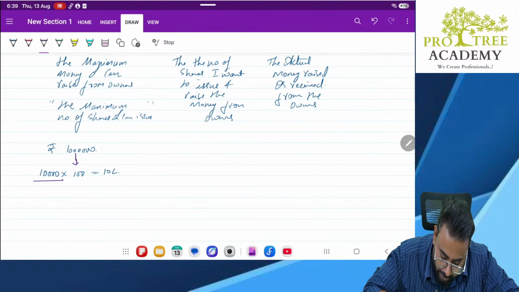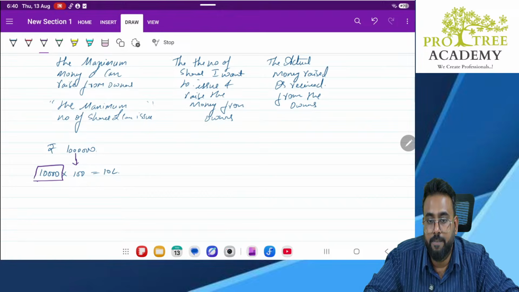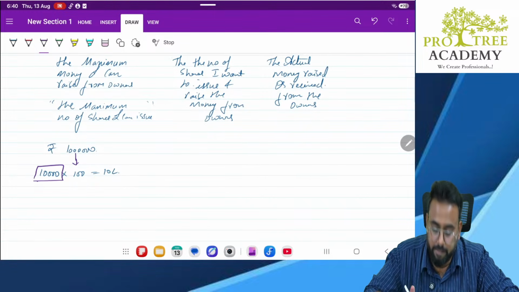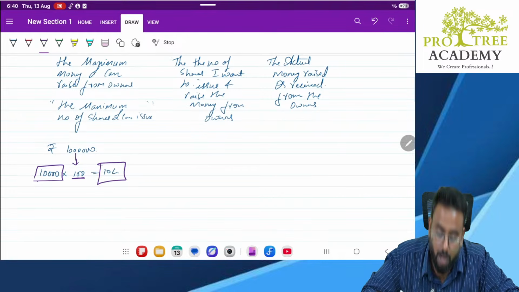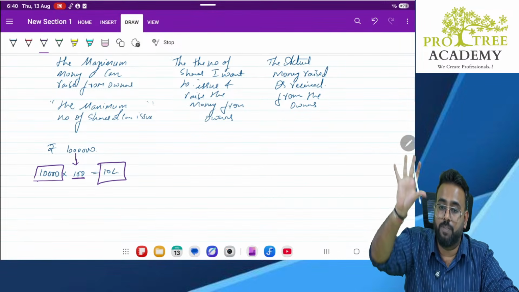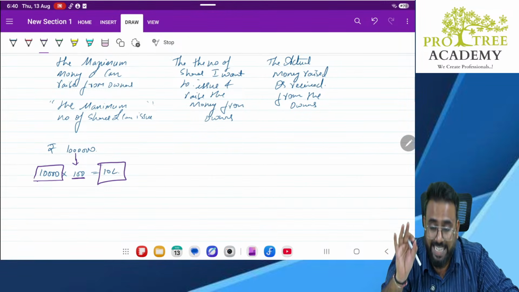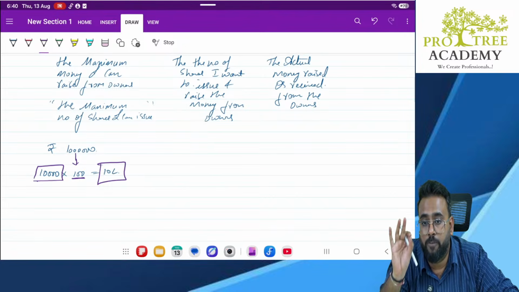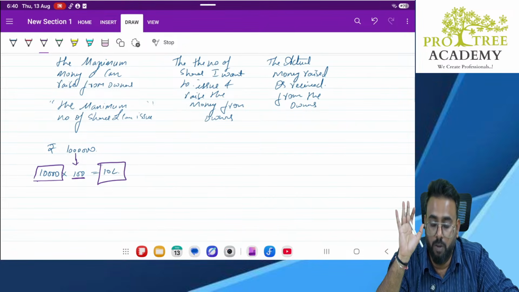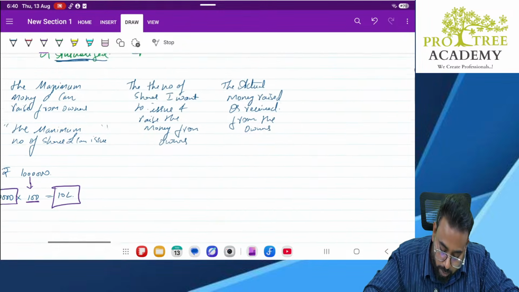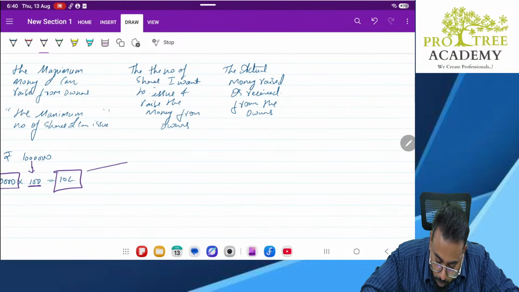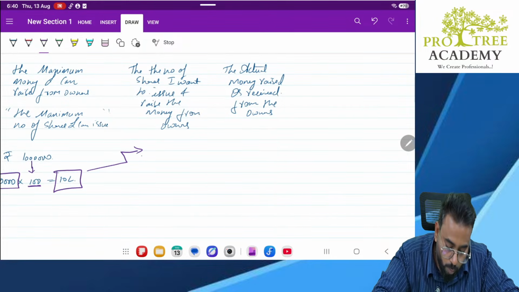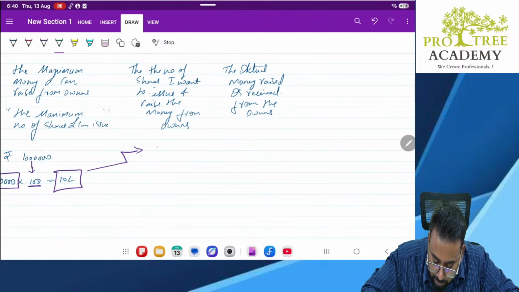So, how many shares can I give? 10,000 shares I can give, and I want 100 rupees per share. So, at best, how much money can I raise from the owners? I can take 10 lakh rupees maximum from the owners. Okay, sir. Now, what is issued capital, sir? Now, out of this 10 lakh, I don't want all the money right now. So what I will do? I just need 5 lakhs.